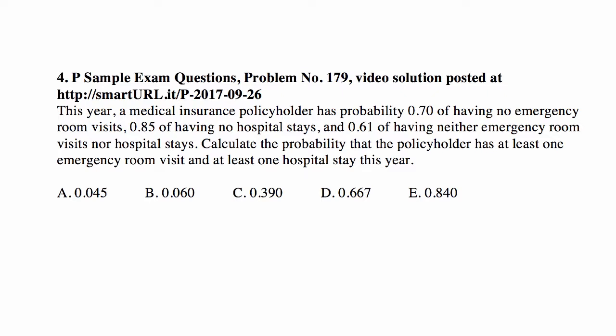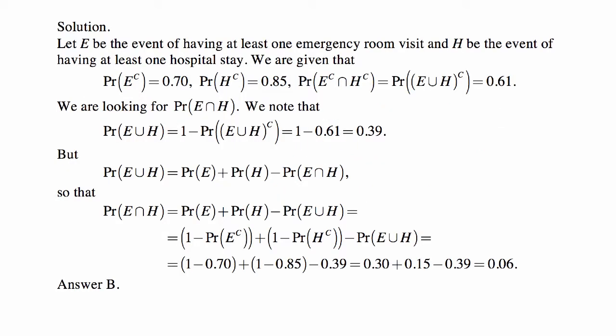Here's our problem for today. It's problem number 179 from a sample posted by the Society of Actuaries for exam P. This year, a medical insurance policyholder has probability of 0.70 of having no emergency room visits, 0.85 of having no hospital stays, and 0.61 of having neither emergency room visits nor hospital stays. Calculate the probability that the policyholder has at least one emergency room visit and at least one hospital stay this year.